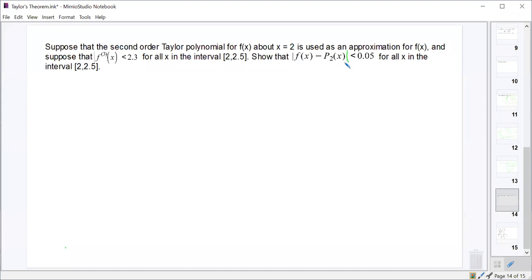What is f of x minus the second degree Taylor polynomial? This is the remainder, and they will often write it out as such: the function minus the Taylor polynomial inside absolute values. That's the remainder. They want you to show that the remainder is less than 0.05. So what are we looking at? We're looking at the n plus first derivative. Since we're using a second degree Taylor polynomial, n plus 1 is 3, so we're looking at a third derivative.